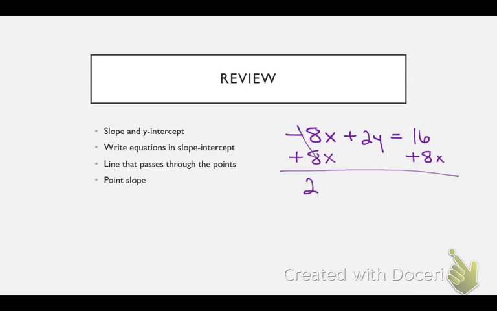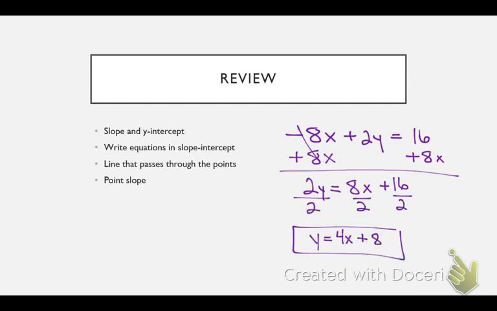Now, does order matter on this one? Does it matter if I write 16 first or 8x first? Yes, it does matter. The x has to come first, plus 16. Now what do I do across the whole equation? Divide by 2. y equals 4x plus 8. Okay? All right, let's look at the next one.